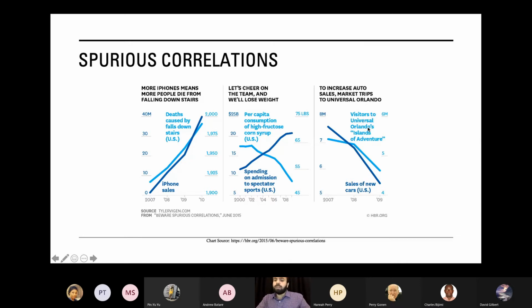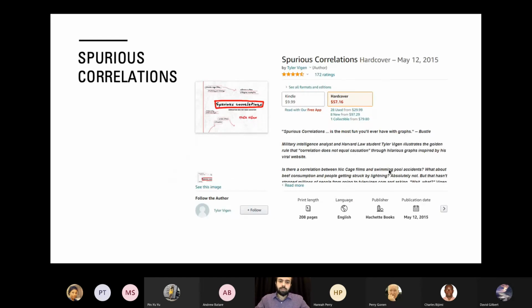So the number of visitors to Orlando's Islands of Adventure is extremely strongly correlated with sales of new cars in the United States. These are some of the examples where when you conduct a regression analysis using this type of data, you will get extremely strong results, but they would carry no meaning. And that's what we would call spurious regressions.